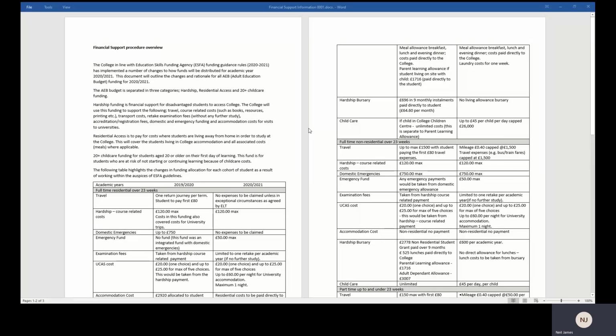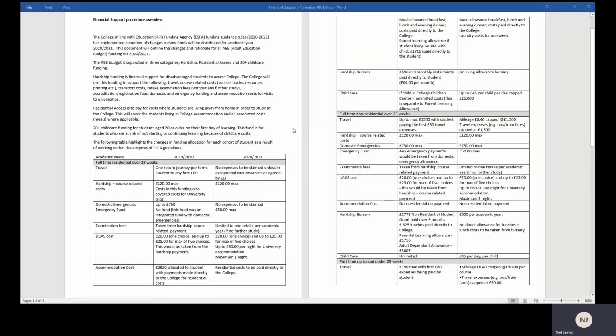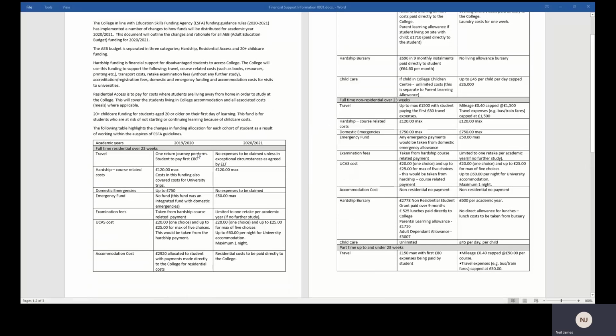As I'm speaking, it feels particularly complex to talk about both of the funds and to try and explain what the funds are all about and where the funding guidance sits and where the procedures are going to sit. So in front of you, you'll see what we used to have, where my cursor is now, 2019 to 2020, and what we're going to be doing now in 2020 to 2021.